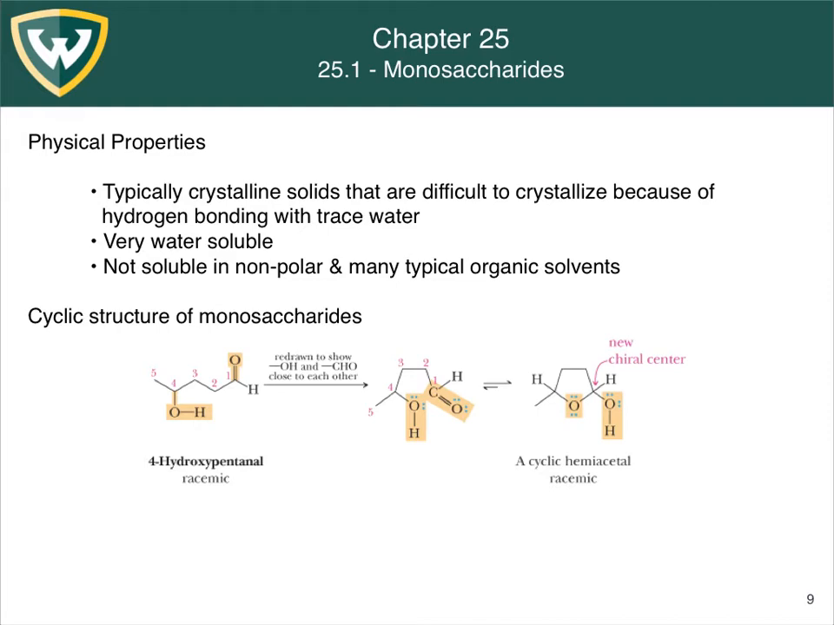We saw that cyclic hemiacetals form very readily when hydroxyl and carbonyl groups are part of the same molecule, and their interaction can form a 5 or 6-membered ring. For example, 4-hydroxypentanal forms a 5-membered cyclic hemiacetal. Monosaccharides have hydroxyl and carbonyl groups in the same molecule. As a result, they too exist almost exclusively as 5-membered and 6-membered cyclic hemiacetals.